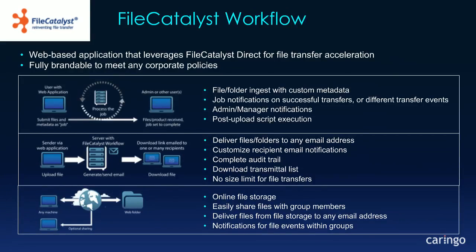The next product we'll talk about is FileCatalyst Workflow. FileCatalyst Workflow sits on top of FileCatalyst Direct for file transfer acceleration. The idea of Workflow is a web-based tool that allows you to ingest content into a central location, as well as deliver content out to anyone with an email address. So the two main workflows are ingesting, where you can define custom metadata that you would like to receive along with your files. That custom metadata is converted into an XML or a JSON file that you can feed into other applications. Workflow also offers you job notification and successful transfers.